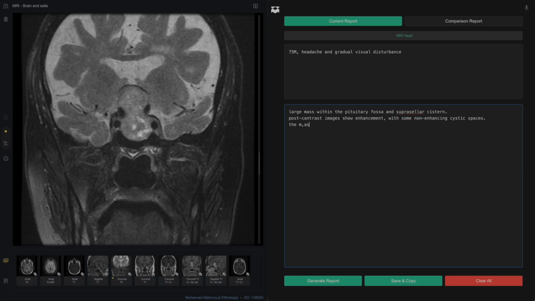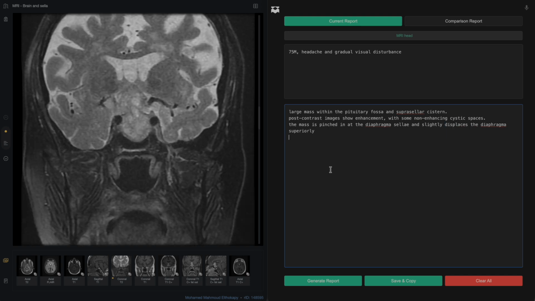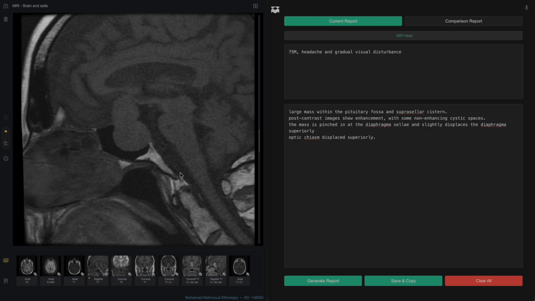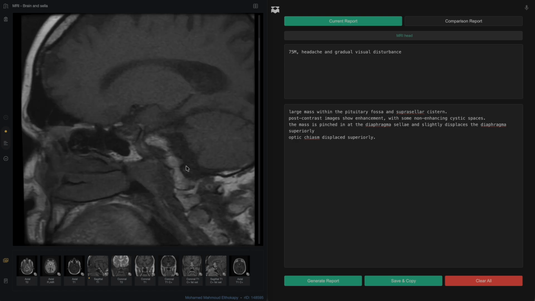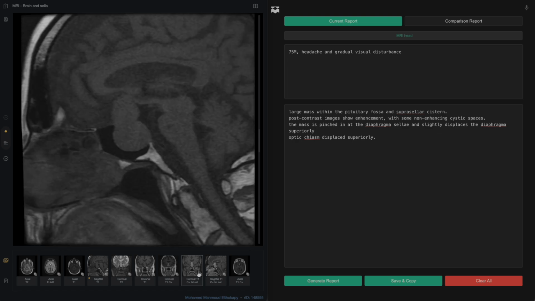The mass is pinched in at the diaphragma sellae and displaces the diaphragm superiorly. What else do we want to say about this? We could say optic chiasm displaced superiorly. Yeah, I think that's probably most of what we have to say here.